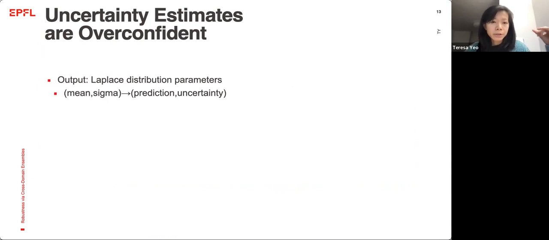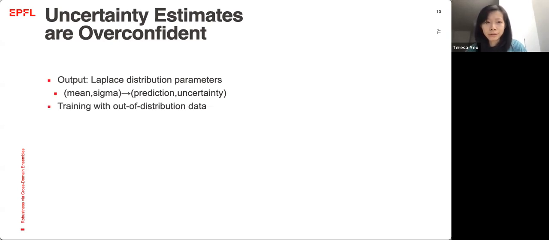So remember that we model our output as a Laplacian with parameters mean and sigma, where the mean corresponds to the prediction and sigma is the uncertainty. As shown in the video, our method relies on the uncertainty estimates to merge predictions. However, we know that uncertainties can be miscalibrated under distribution shifts. This means that there is a tendency to output poor predictions with high confidence.